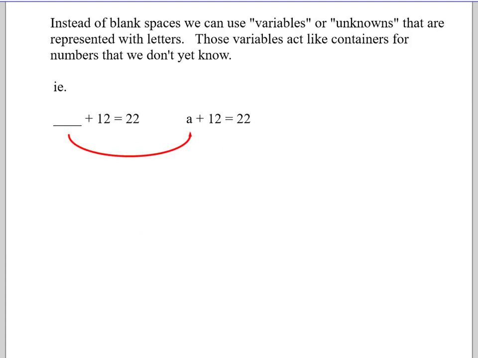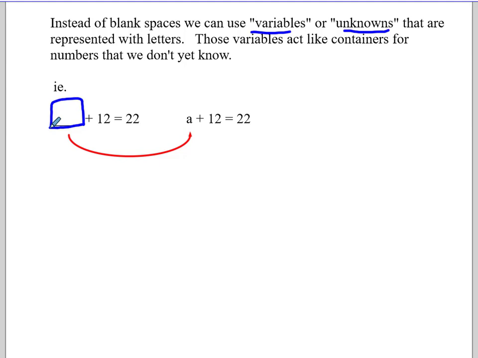So a blank or a dash is not the best way to represent things. We tend to use letters, which we call variables, or unknowns, doesn't really matter. Variables is probably more common. You can use any letter you want instead of the dash. Sometimes we use boxes in early grades to show that something's missing. In high school, we tend to use letters like A or N or X.